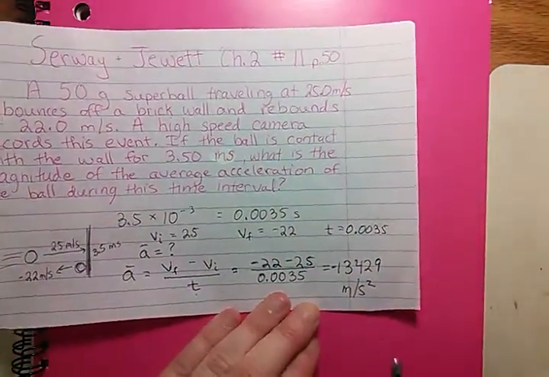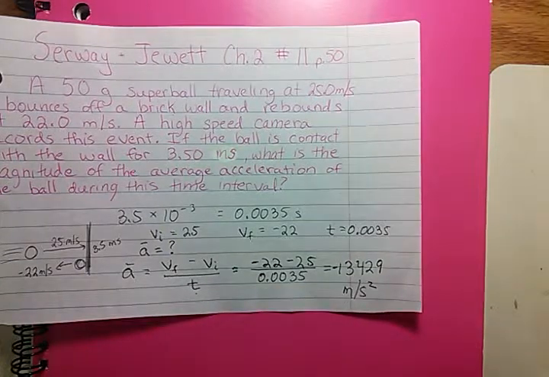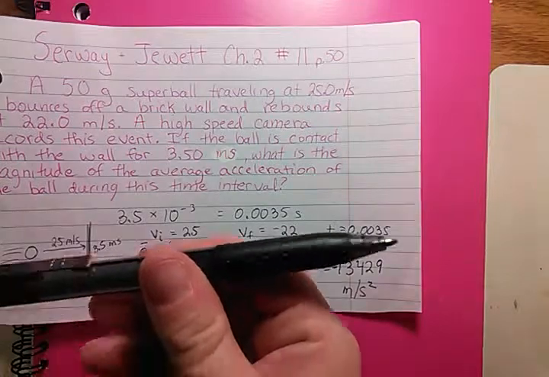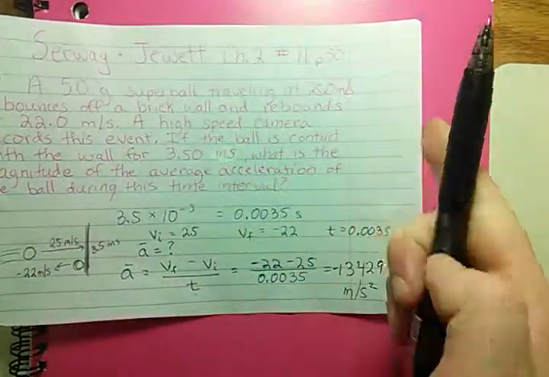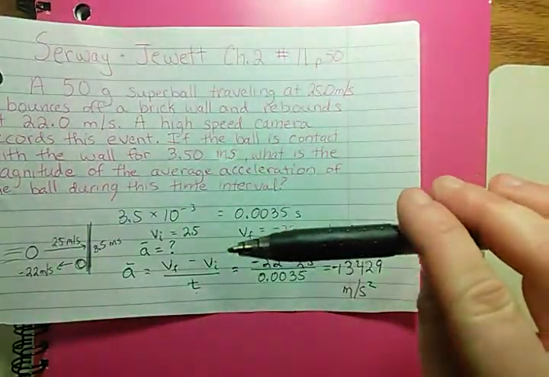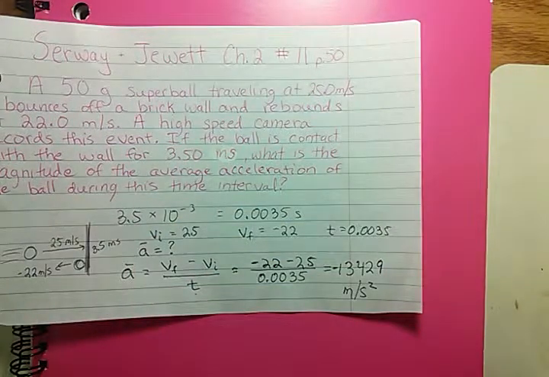I just like to point out that the negative for the acceleration makes sense because at first the ball is going this direction, the acceleration was acting the opposite way and caused the ball to go in that direction. I hope you know a little bit more about solving problems now.